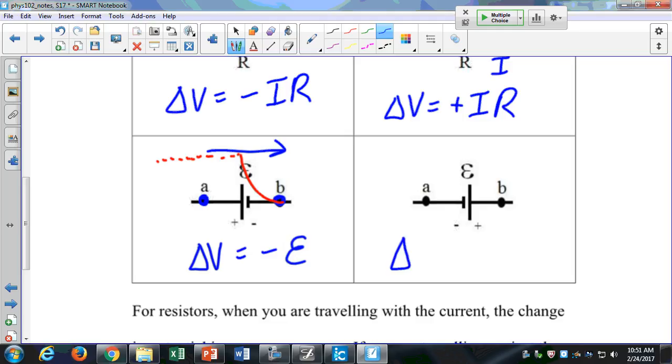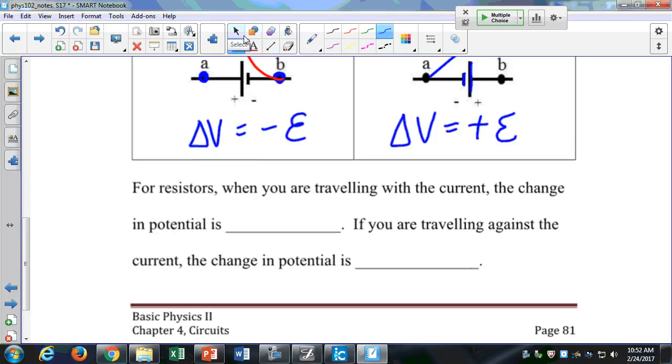Now, if I'm going in this direction, from little to big, it's like the chain going up on the roller coaster, right? And in this case, my change in potential is positive. So you'll need to know those sign notations. That will be very, very important. You're going to have probably 4 questions that will depend upon you knowing those sign notations. I mean, you don't just have to know the sign, but if you get them wrong, you'll get the answer wrong. So for resistors, when you're traveling with the current, the change in potential is negative. That's sort of the normal way resistors do. They lose energy. And if you travel against the current, the change in potential is positive.